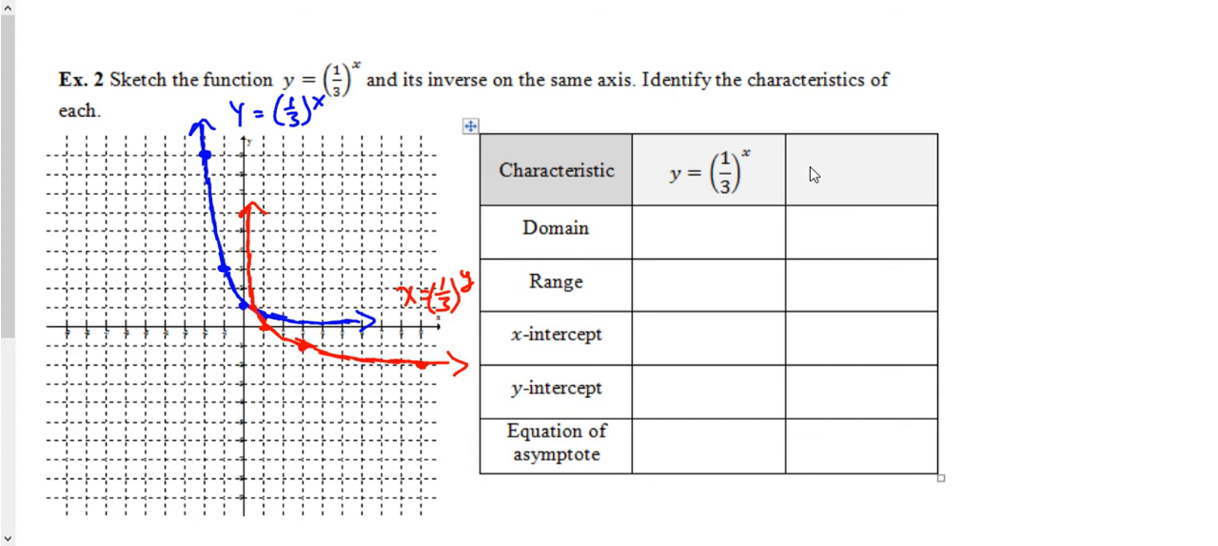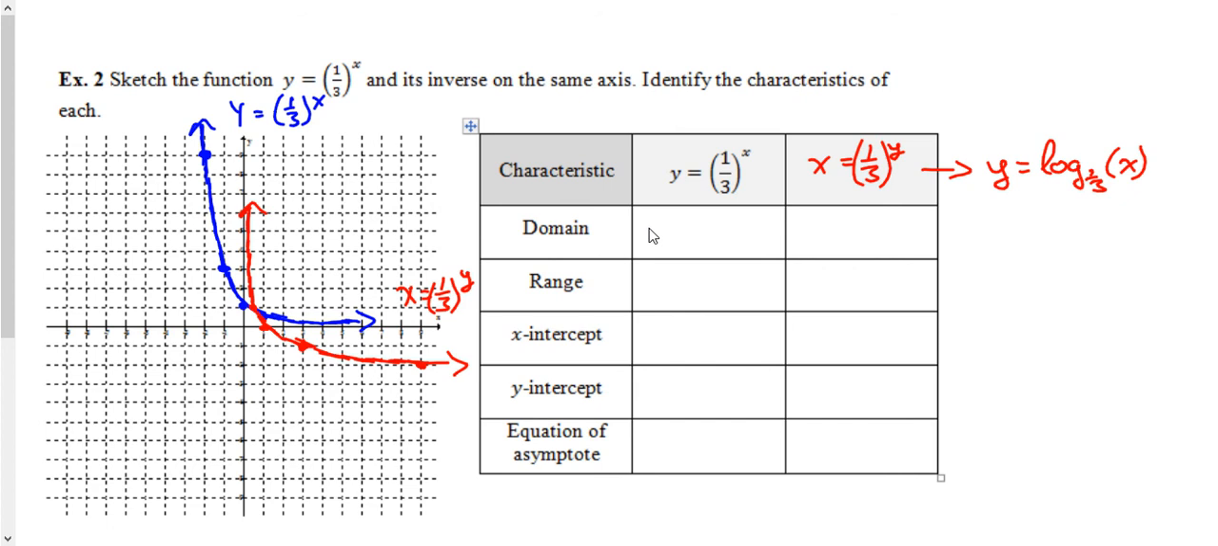So let's write down our equation. So we have x equals (1/3)^y. And again, we really don't want to write our equation this way. Let's use logs to rewrite it. So this is now y equals log base 1/3 of x. There we go. Let's state our characteristics.